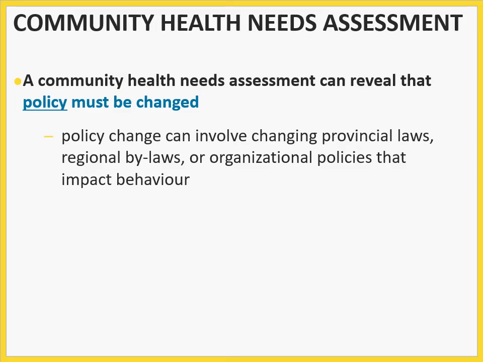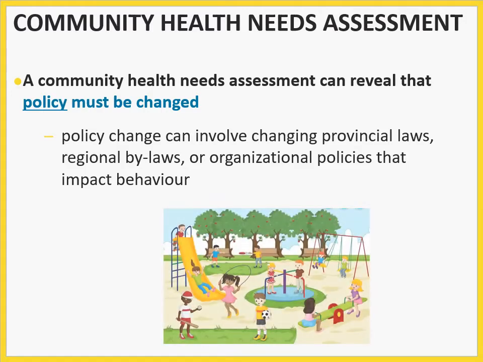So a community health needs assessment can reveal that policy must be changed in order to address individuals' needs. This can involve changing provincial laws, regional bylaws, or organizational policies that impact behavior. For example, if the community needs more green space for active outdoor living, the solution might be a new city bylaw that requires parks, playgrounds, and sidewalks to be included in new housing developments, or it might be zoning restrictions against developing greenbelt areas.